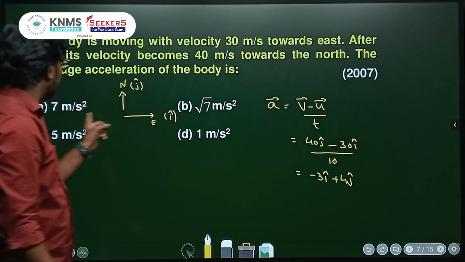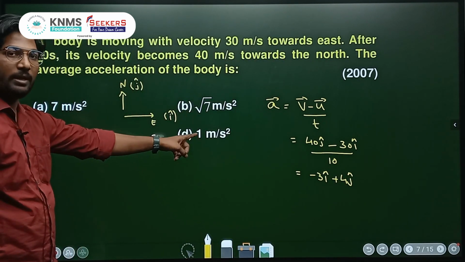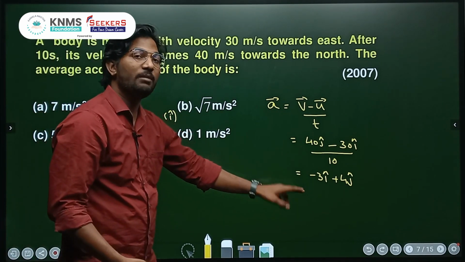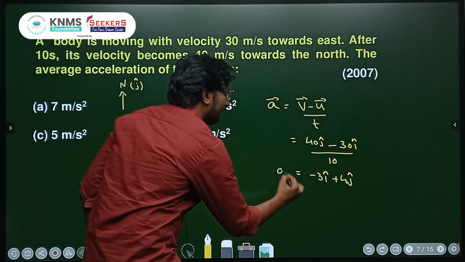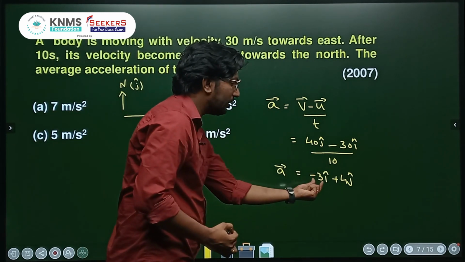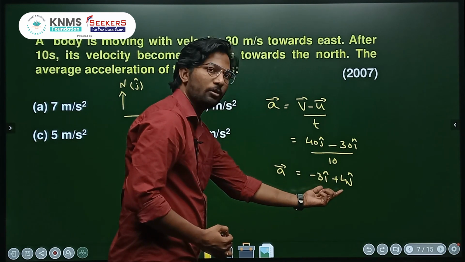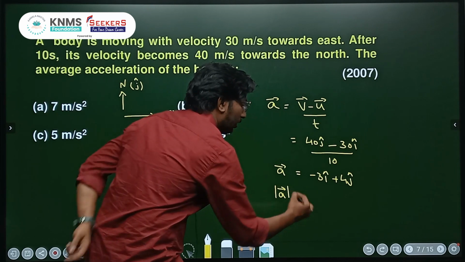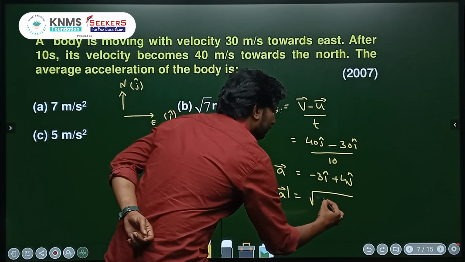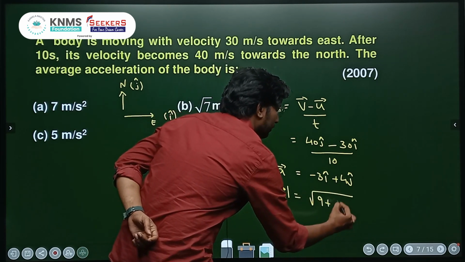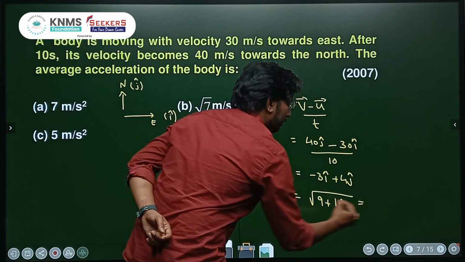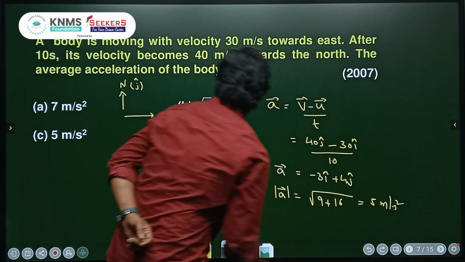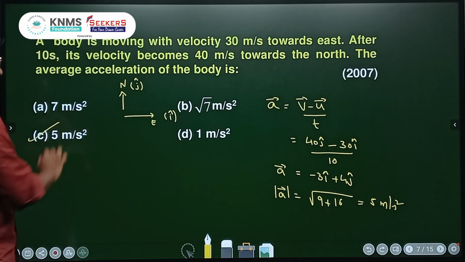But we do not have the answers in terms of vector format, we have them in terms of magnitudes. So here you can recollect how to find the magnitude of a vector. You square each component, add the squared components and put it under root, which means the magnitude of this acceleration is square root of 3 square, that is 9, plus 4 square, that is 16. So overall that will be root 25, which will be 5 meter per second square. So you can have the answer as option C.